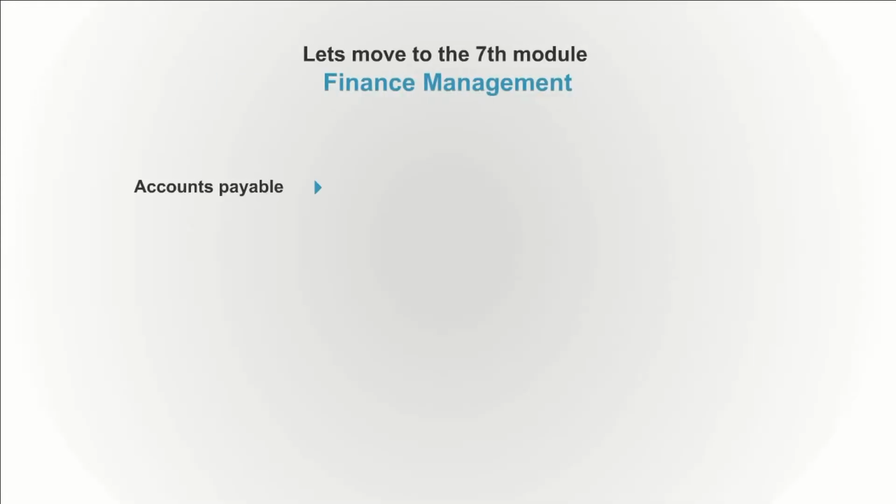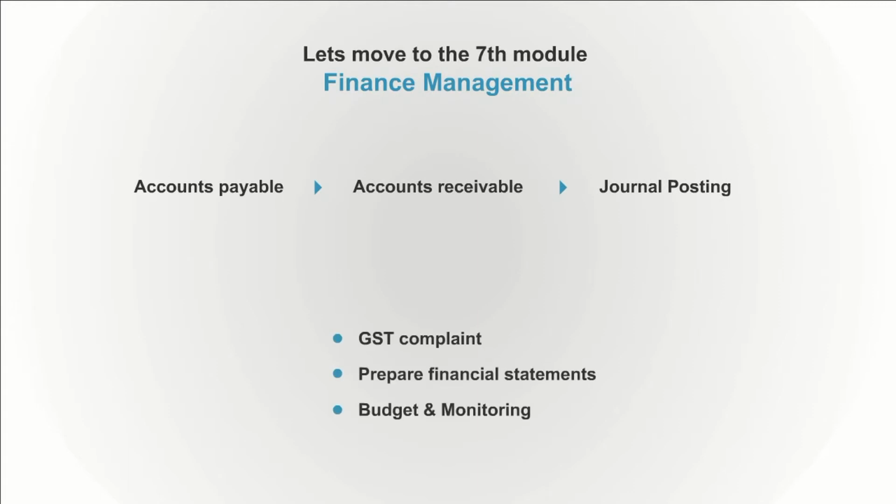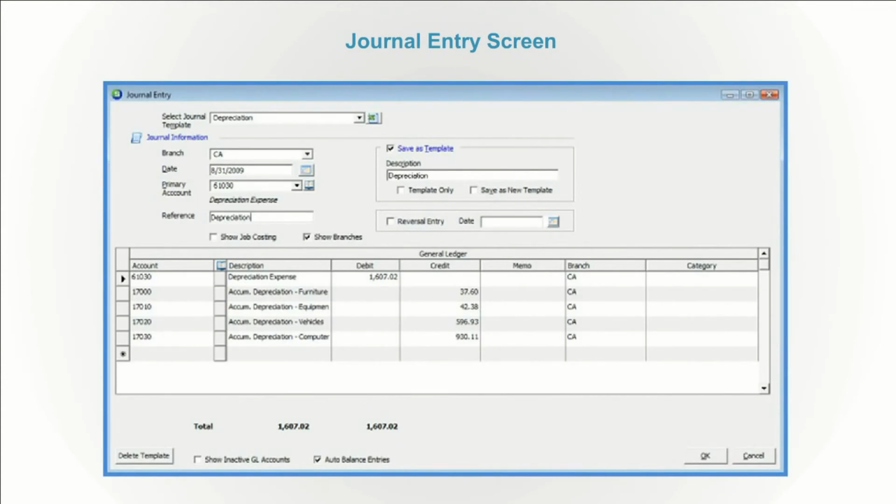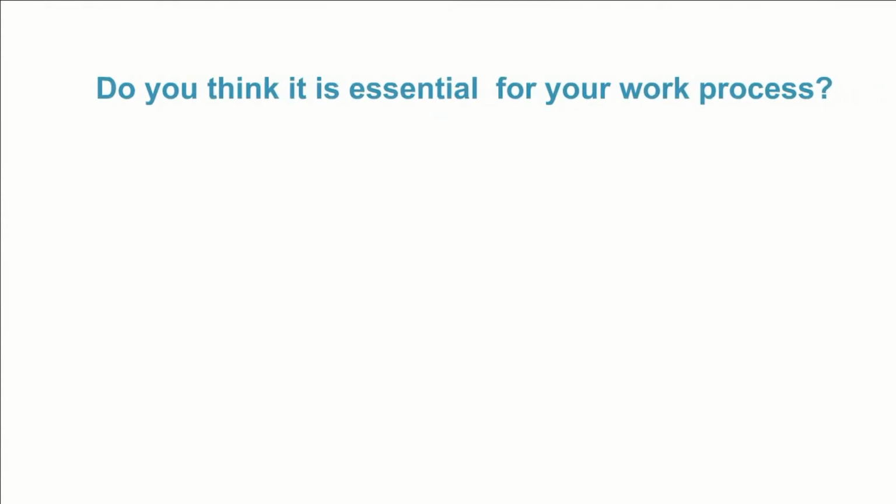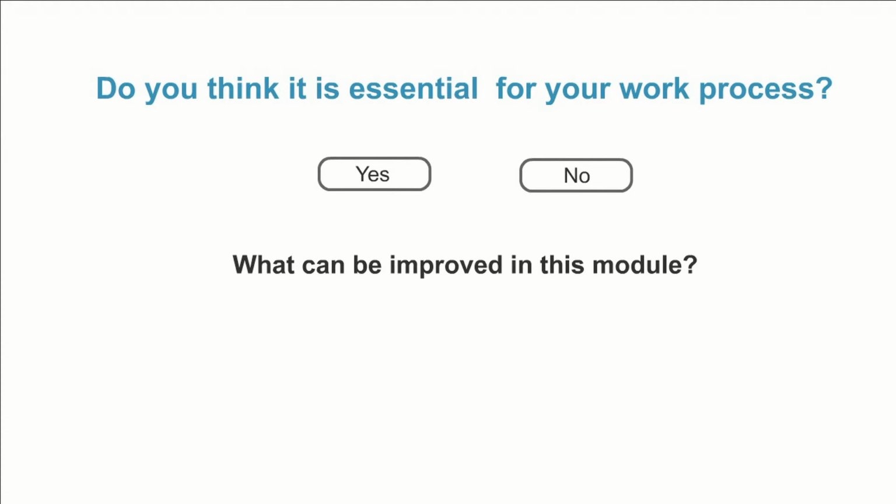Let's move to the seventh module. This is the flowchart of finance, accounts payable, accounts receivable, journal posting. The module is GST compliant. You can prepare financial statements, and you can do budget and monitoring. This is the screen for entering journal entries. Do you think it is essential for your work process? What can be improved in this module?